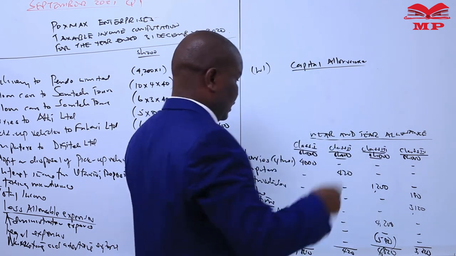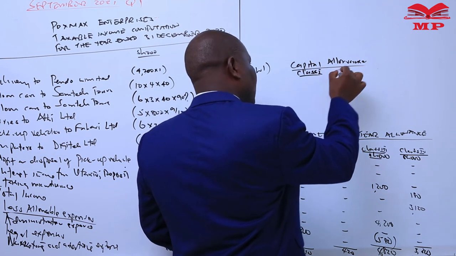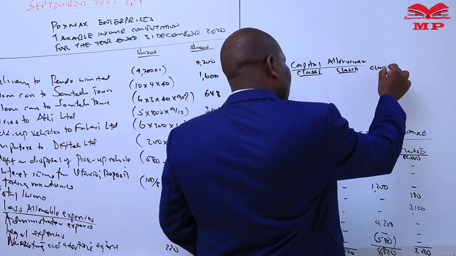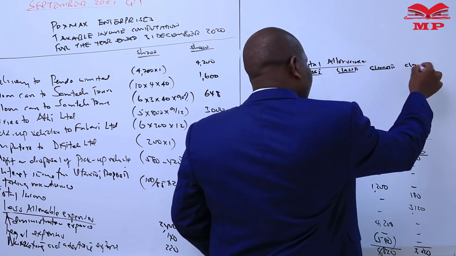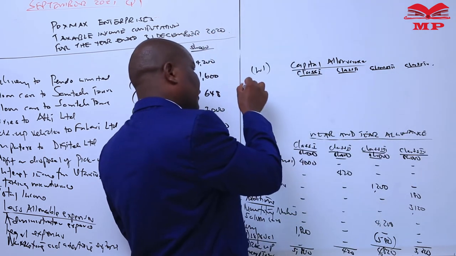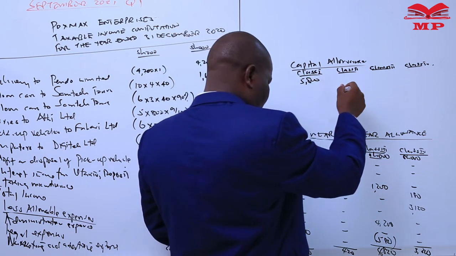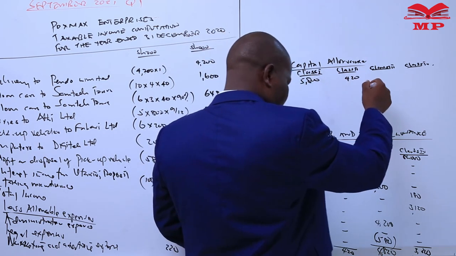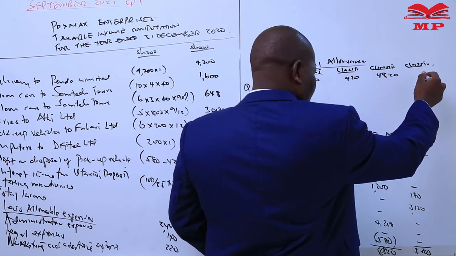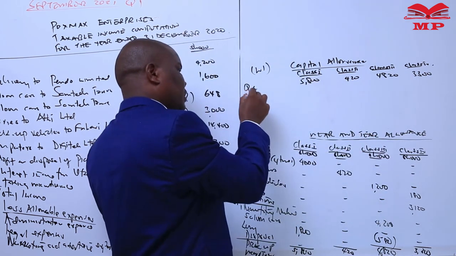So we can write the classes. We have class 1, class 2, class 3, and class 4. So we have qualifying costs. Class 1 is 5,800. This is 420, 4,820, and 3,300. So we now bring in wear and tear allowance.